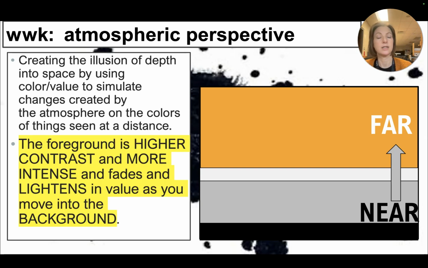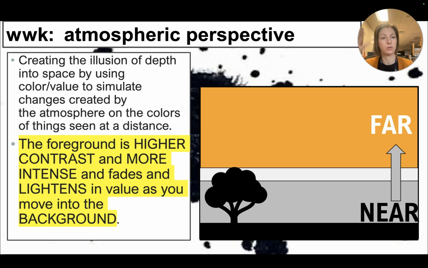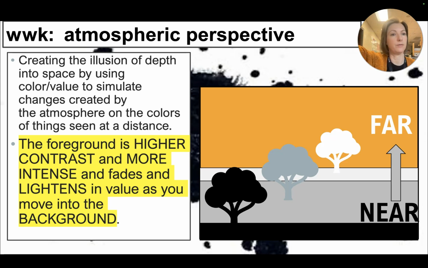So what you're going to see is that the foreground has a higher contrast and is more intense, and it fades and lightens into value as you move into the background. So things at the front are darker, they're more intense. As they get a little further, they fade out a little bit. As they get a little further, they fade out even more. So this is an easy way to create distance in your artwork.